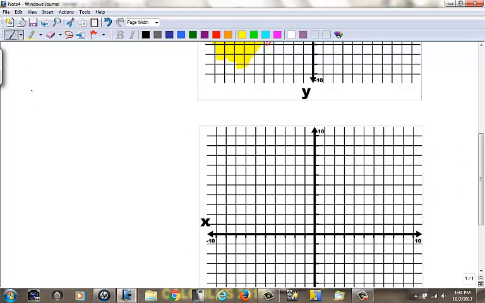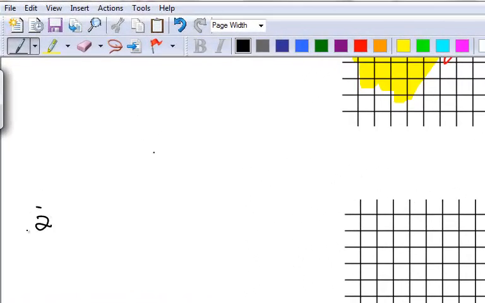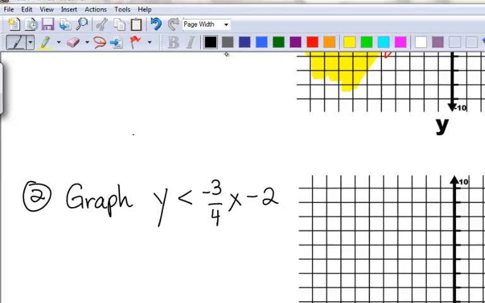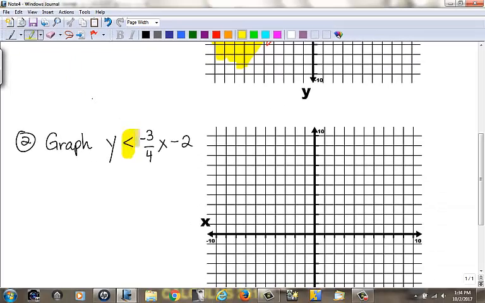Okay, so for example 2, I'm changing the inequality symbol to y is less than negative 3/4 x minus 2. As soon as you see this symbol, it's not going to be a solid boundary. It's only solid when it's equal to, greater than or equal to, or less than or equal to. So this one is going to be a dashed boundary.